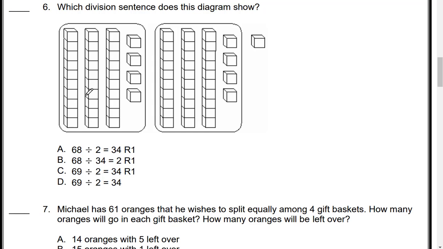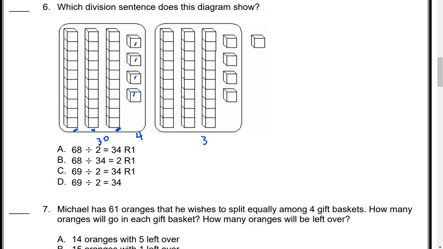Maitham? Yes, teacher. Go ahead, my hero. Which division sentence does this diagram show? Okay, let's count. This is 10, 20, 30. And the ones 1, 2, 3, 4. So the tens are 30, and the ones are 4. So this is 34.